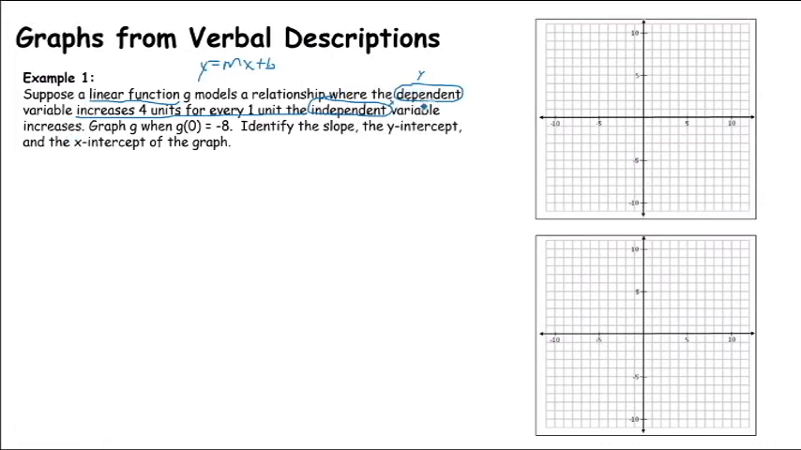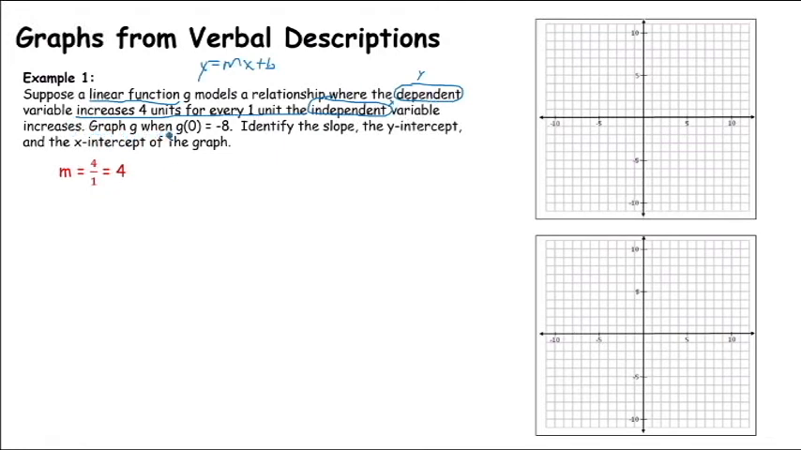I want to pause for just a second because they just gave you a whole lot of information here. They've told you that your change in y is a +4 every time your x changes 1. That's a slope. It rises 4 when it runs 1. Let's see what else it says.